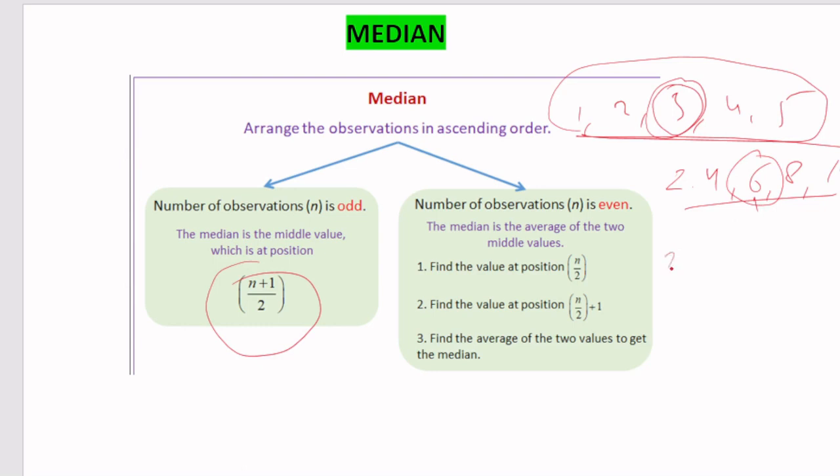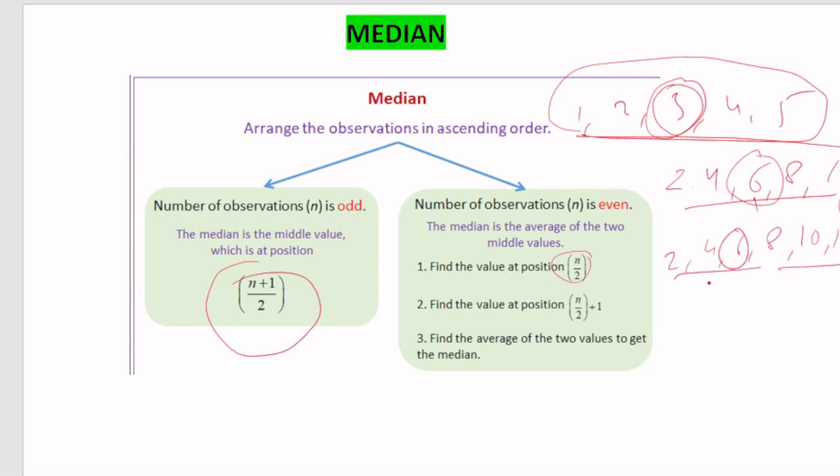But what if it is 2 4 6 8 10 and 12? Now how many numbers in total? 6. So in this case this is even, and you cannot get the middle one because it's even. So in this particular case, you have to choose n by 2. What is n by 2? Total number is 6, so 6 by 2.